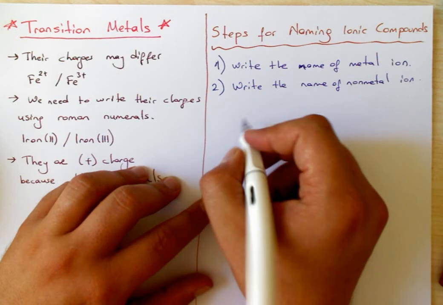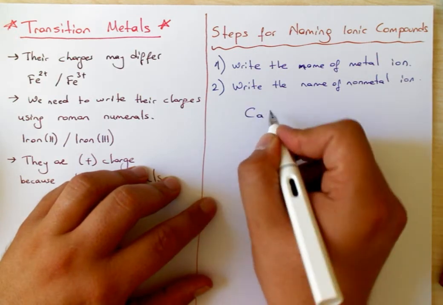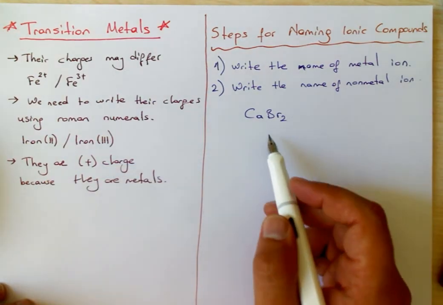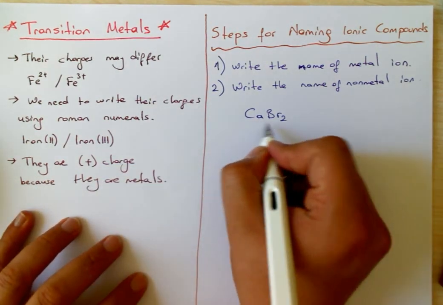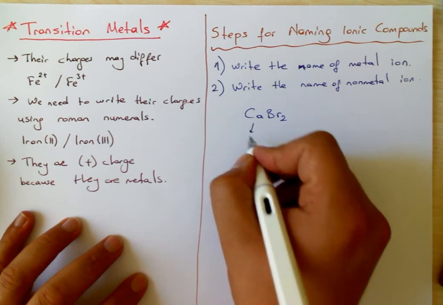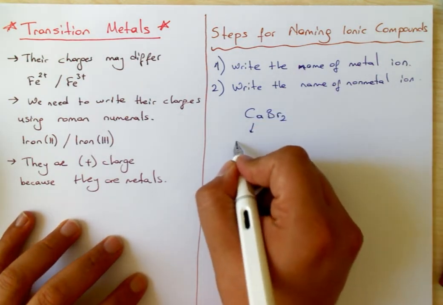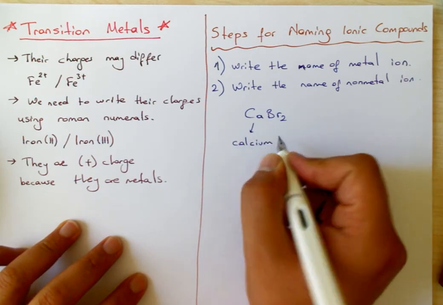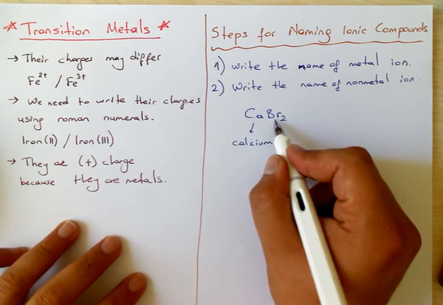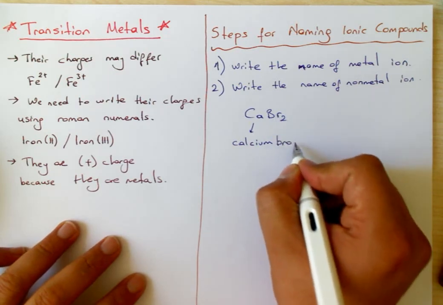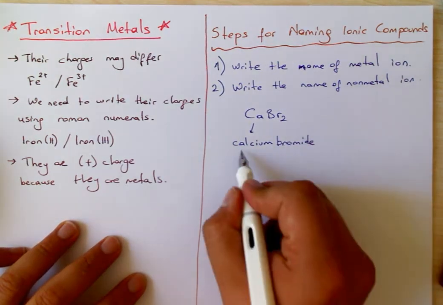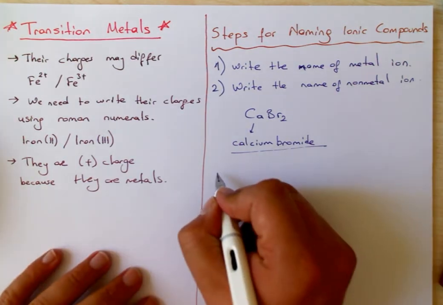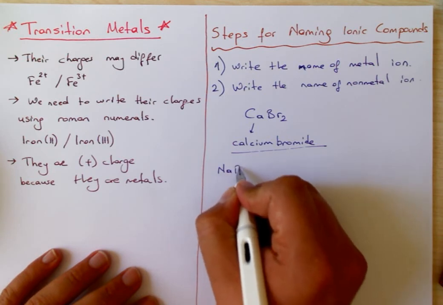Let's see how it works. What's the name of this compound? Don't think about the numbers for now. The name of the metal ion is the same as the element name, calcium. And the name of the non-metal ion is bromide. This is it.